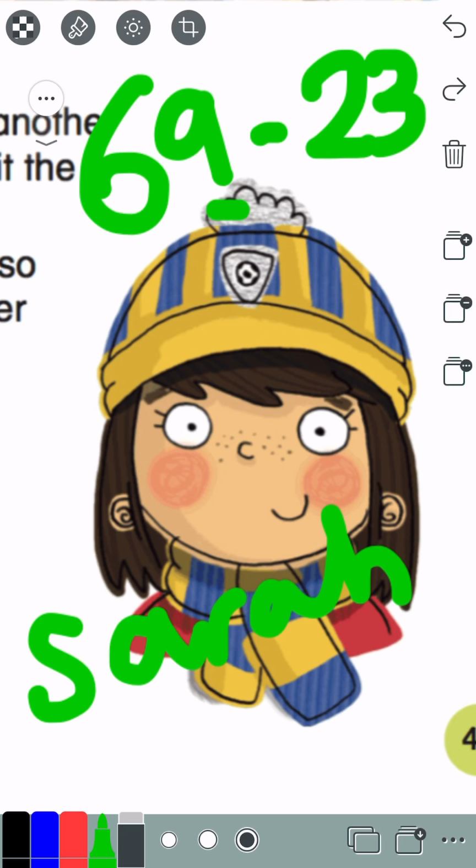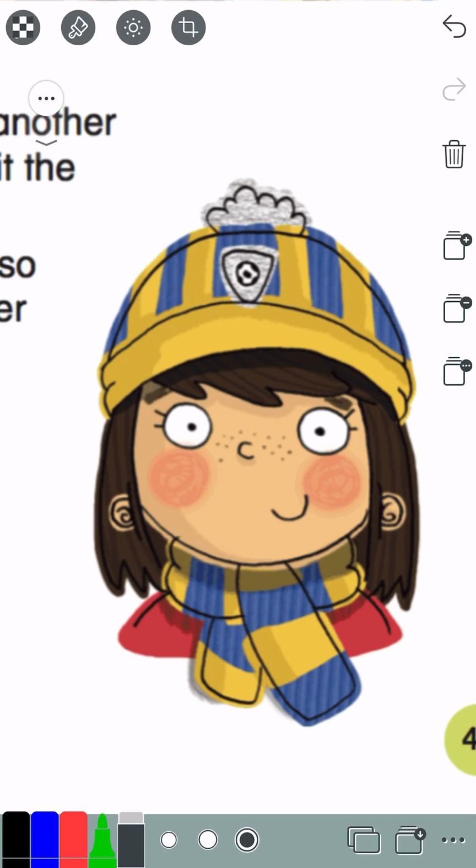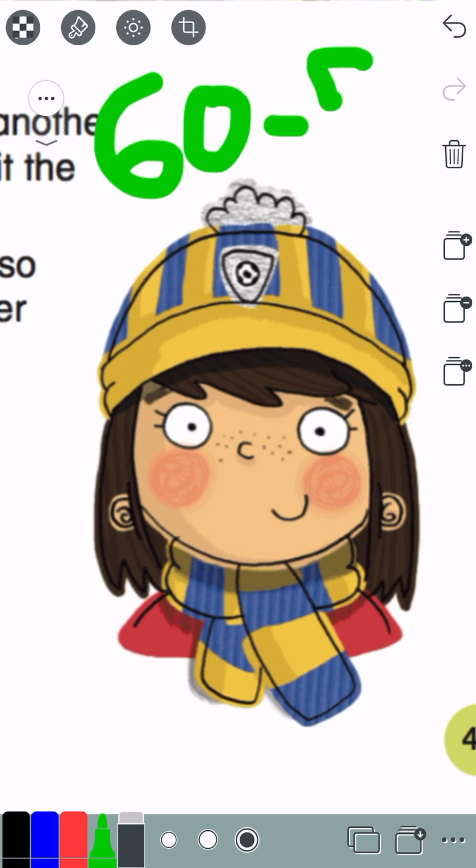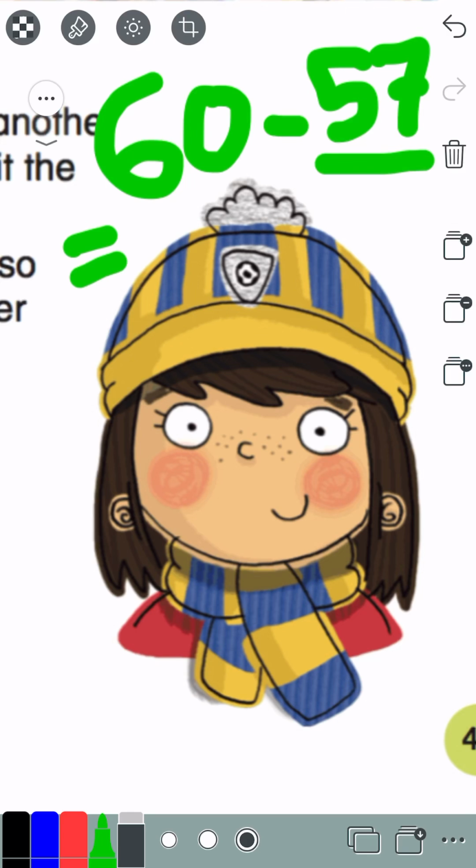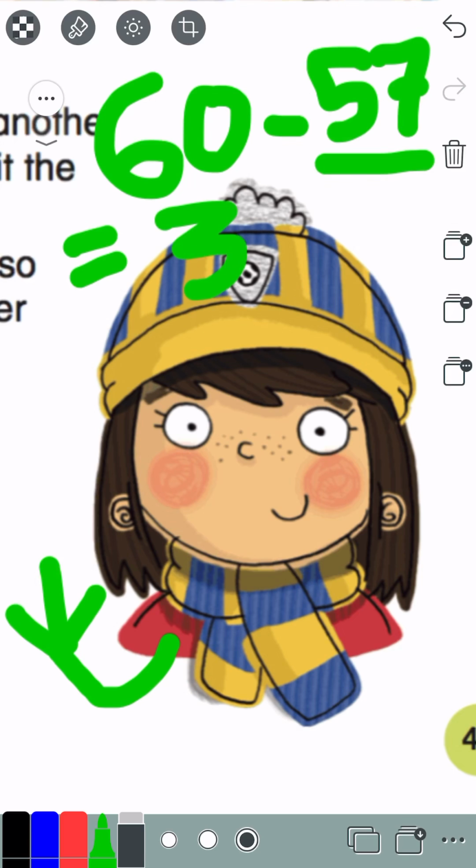Another way is to count on from the smaller number if the numbers are really close to each other. So 60 minus 57, count on from 57 using your fingers. Here is my hand, and 58, 59, 60. I counted 3 fingers, so the answer is 3.